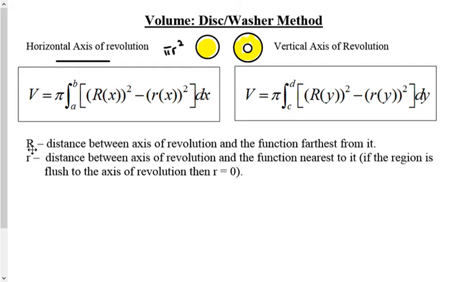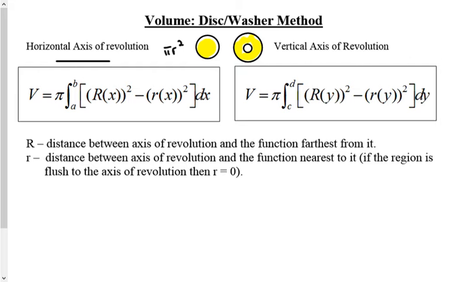Now, this capital R is the distance between the axis of revolution and the function farthest from it. That would be our big radius. The little r is our little radius, the distance between the axis of revolution and the function nearest to it. If the region is flush to the axis of revolution, then r is 0. Flush means right up against. So if our region is right up against our axis of revolution, we're going to make a disk. We're not going to have to hollow out little circles. If it's not, then we're going to have some little r, and we're going to make washers.